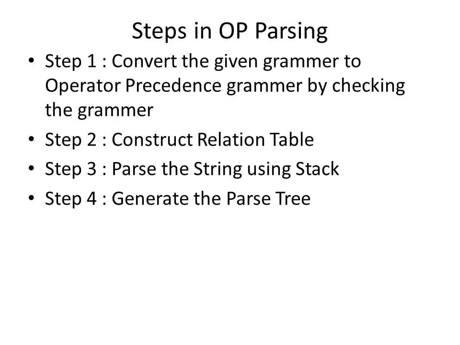Steps in operator precedence parsing. There are 4 steps to be followed. First step, convert the given grammar to operator precedence grammar by checking whether it follows the 2 rules. If it is not followed, then try to convert the given grammar to an operator precedence grammar. This is step number 1.